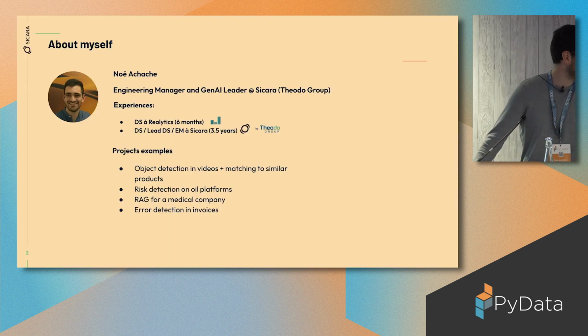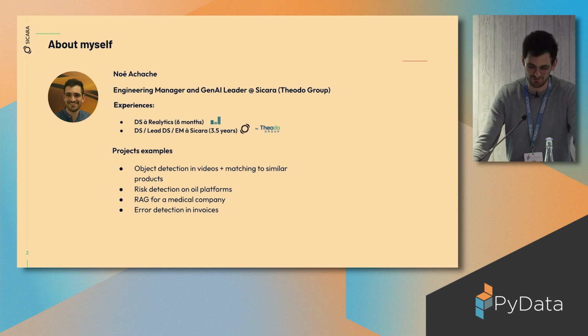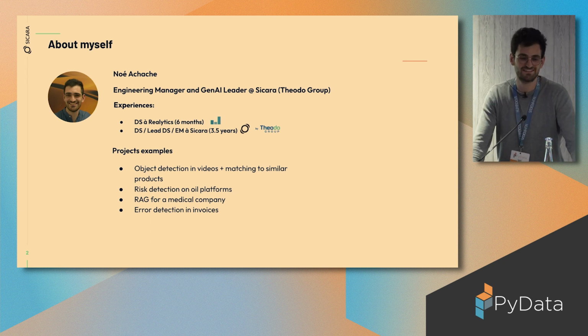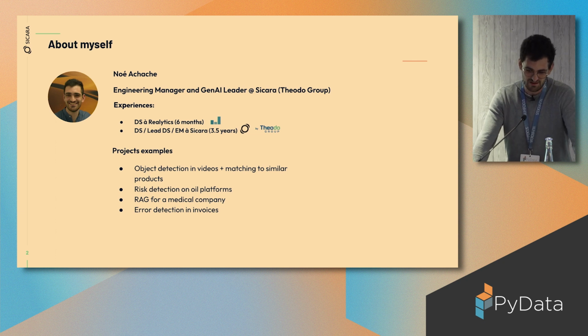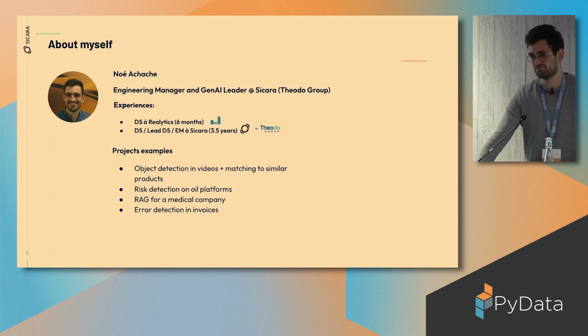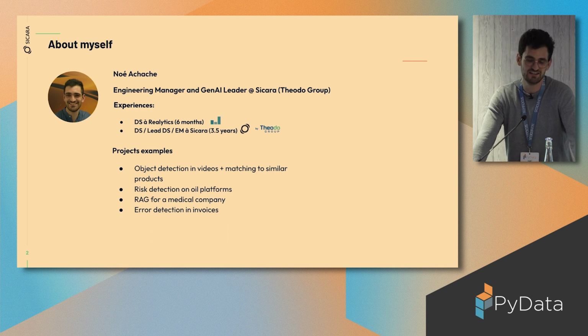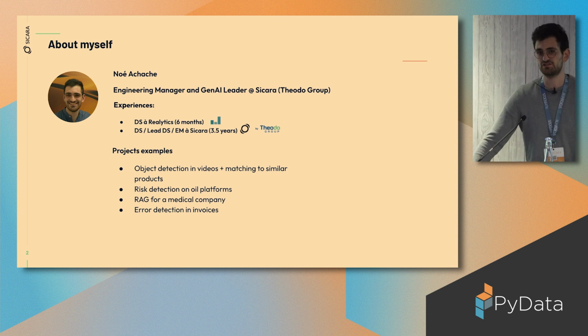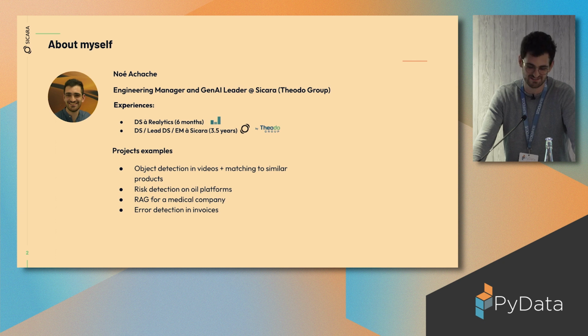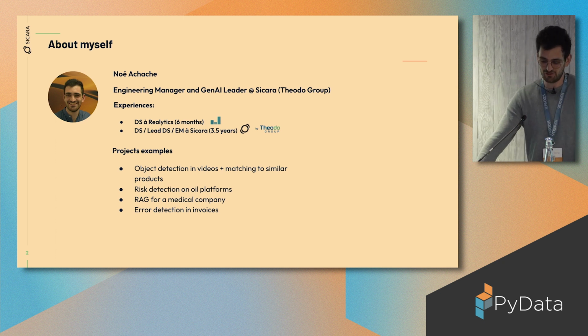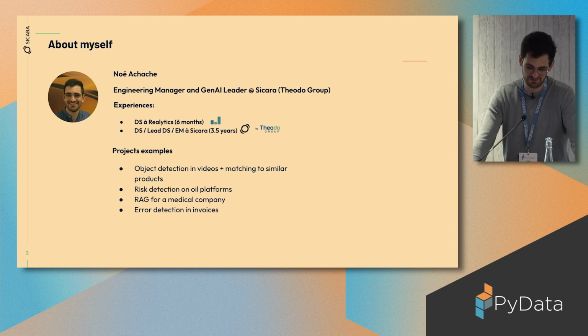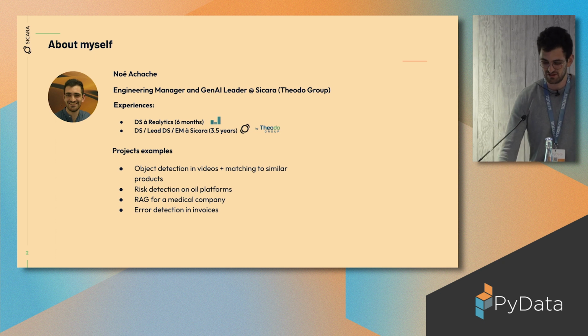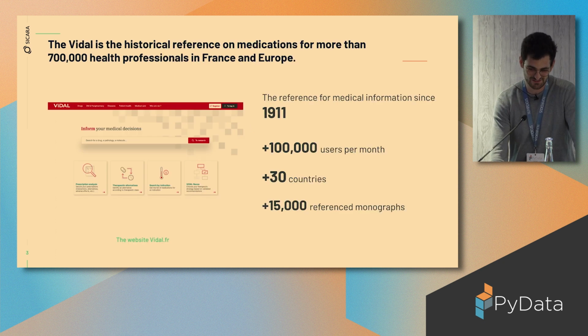So very quick words about myself, but you already said what was important. Sikara is a service company building data science and data engineering products. Some examples of projects I worked on are object detection in videos and matching, so working with vector databases before they were famous and before they were mature, which was a bit trickier. Risk detection on oil platforms, RAG for a medical company, and error detection in invoices. So here are just a few examples.